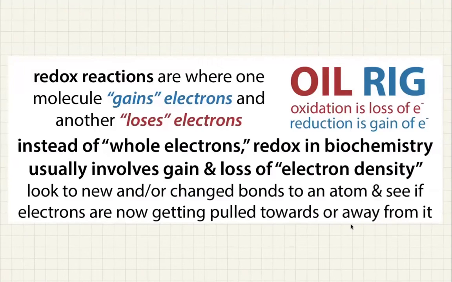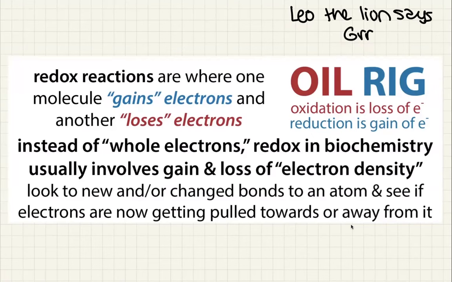I like to remember it as OIL RIG. Oxidation is loss of electrons and reduction is gain of electrons. Another way that some people like to remember this is with the mnemonic LEO the lion says GER. And so this would be loss of electrons is oxidation and gain of electrons is reduction. Maybe they do it with an E, I don't know. I've always used OIL RIG. But those are two mnemonics you can use to remember this.